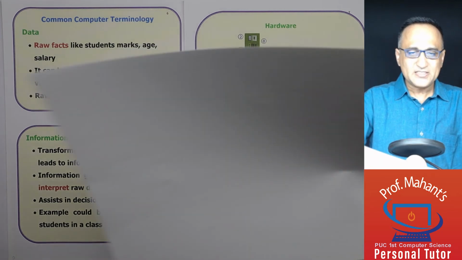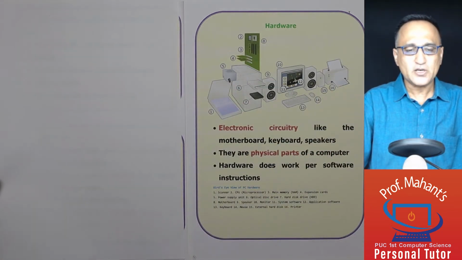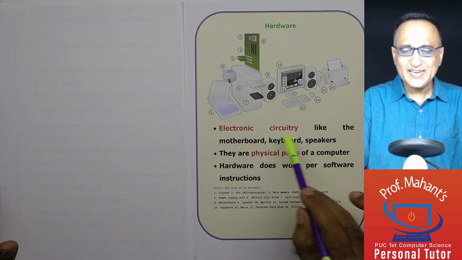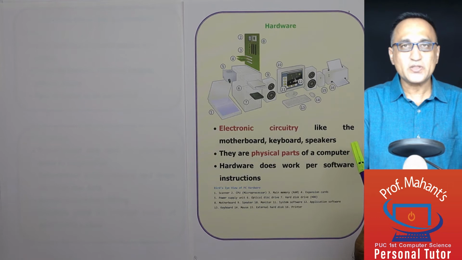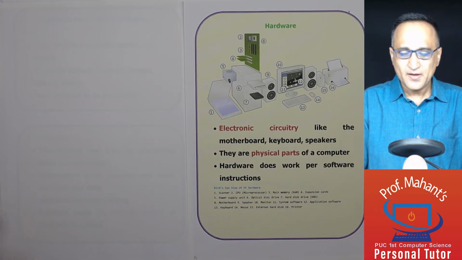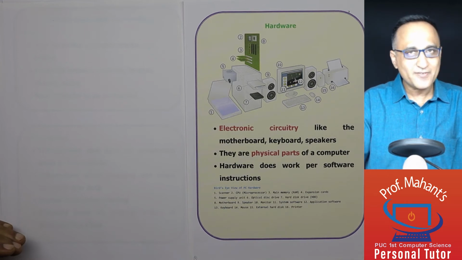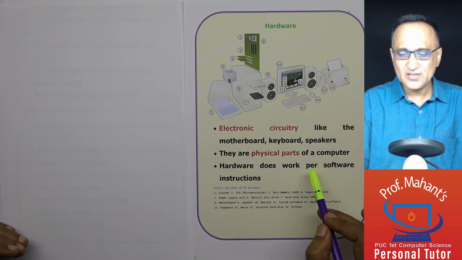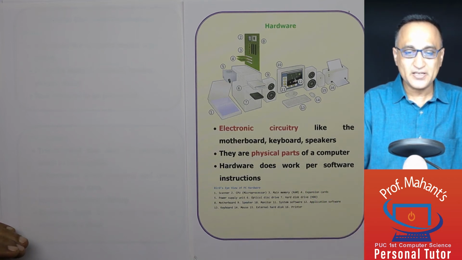Now, another terminology which is very frequently used when you're studying computers is the word hardware. Hardware is the electronic circuitry associated with the modern computer. It could be your keyboard, your speaker, your central processing unit, your memory, your hard disk, your printer, scanner, and so on. So the physical electronic parts of a computer are referred to as the hardware of the computer. The hardware performs tasks based on the directions or instructions provided by the software.